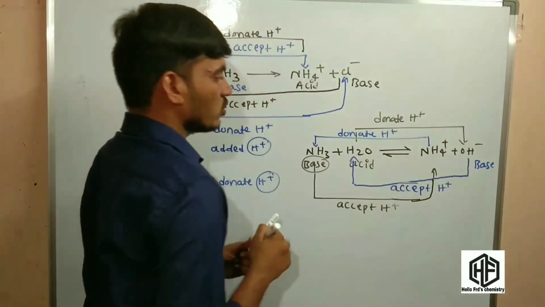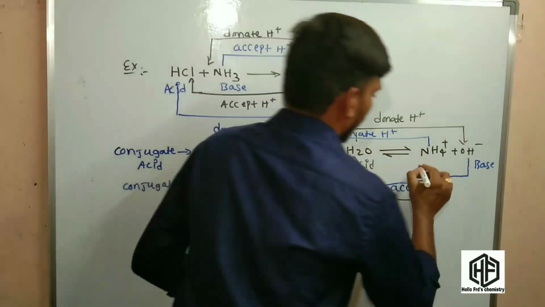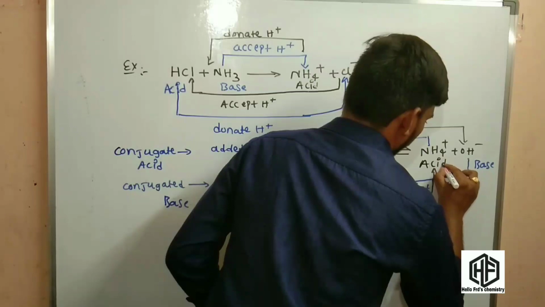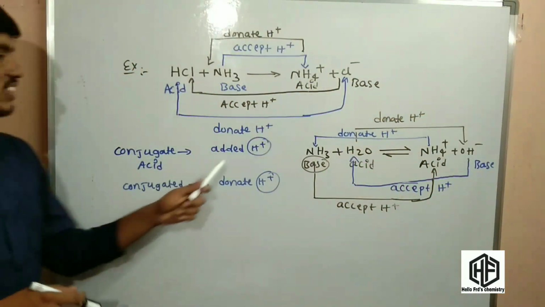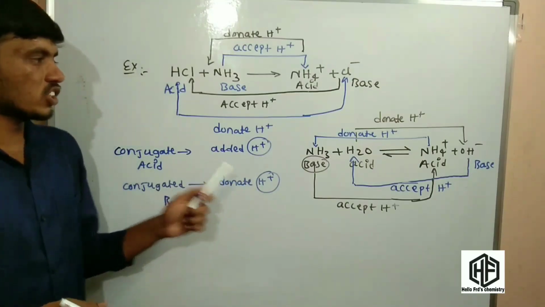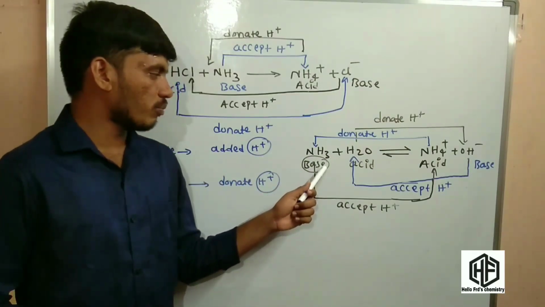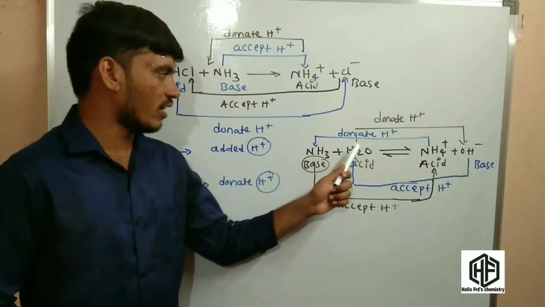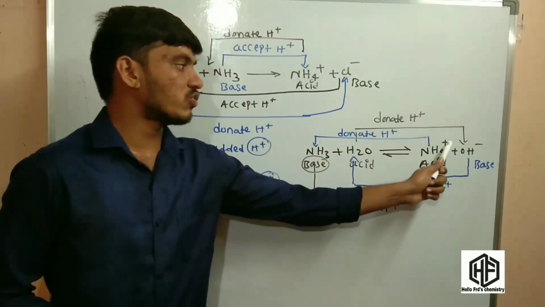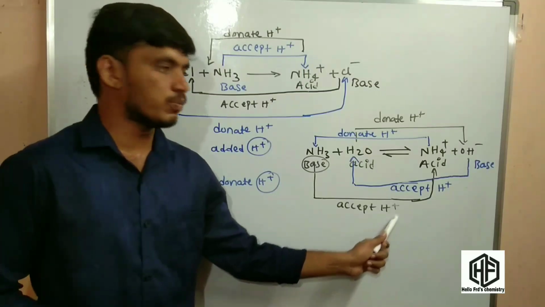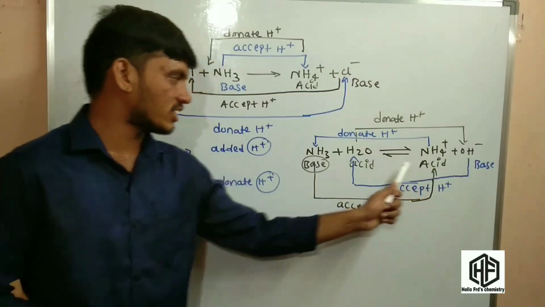This is called donating H+, and this is called an acid. Now, what is a conjugate acid, friends? The addition of H+ gives the conjugate acid. In this example, NH3 accepts H+ to form NH4+. It means the addition of H+, and this is called the conjugate acid.